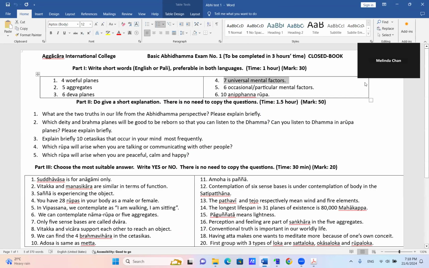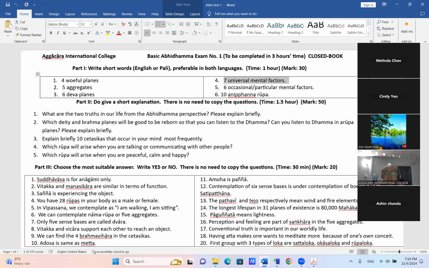If you write all in Pali? Sorry, who asked the question? I cannot hear you. Chanda, who asked the question? Where is Chanda? Oh yeah. If you write in Pali only. Yes, because the question asks you to write preferably in both languages. So you have to write actually in both languages. So if you write only in Pali, the full mark is 5, 5 times 6. At most, out of 5 marks, you can only get 3 marks. Okay. All right, Ashin Chanda. Yeah.